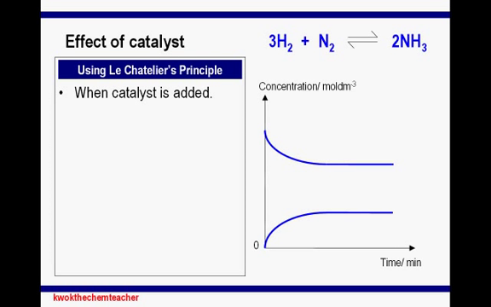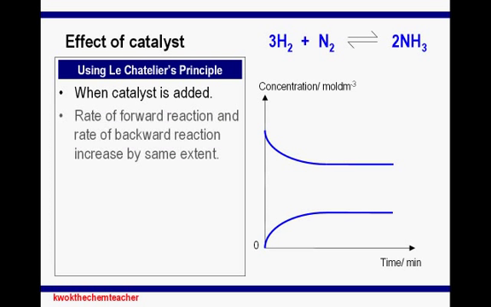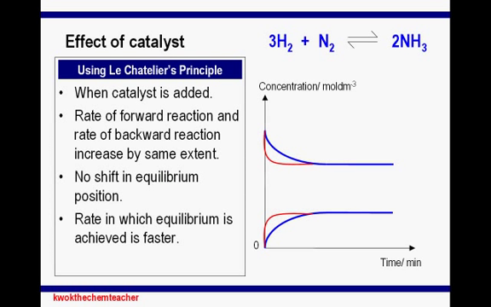Using this, we will explain what the effect of a catalyst is on the equilibrium position. When a catalyst is added, both the rate of the forward reaction and the rate of the backward reaction increase by the same extent. We observe there is no shift in the equilibrium position. However, the rate at which the equilibrium is achieved is faster.